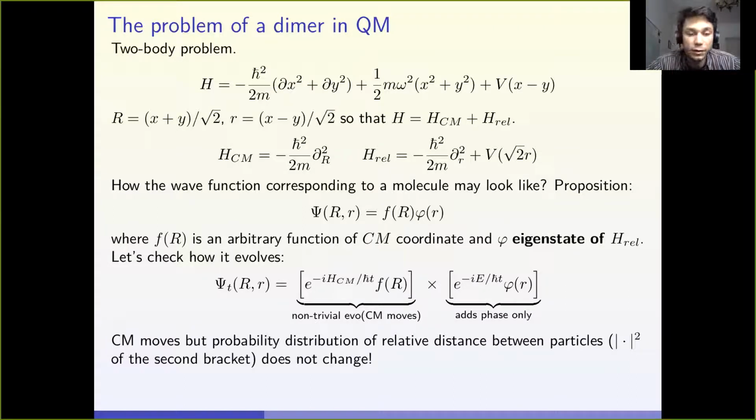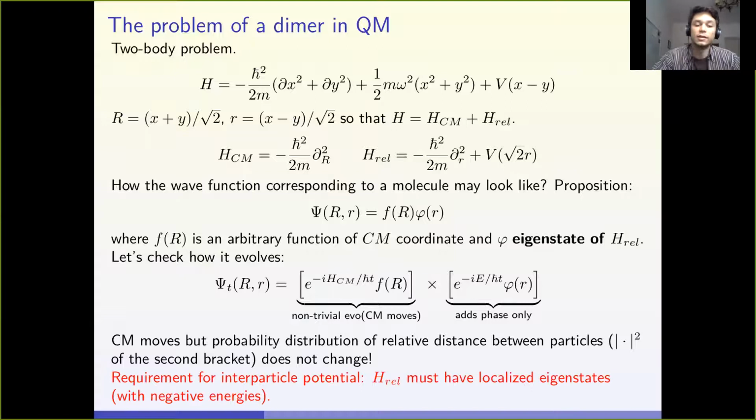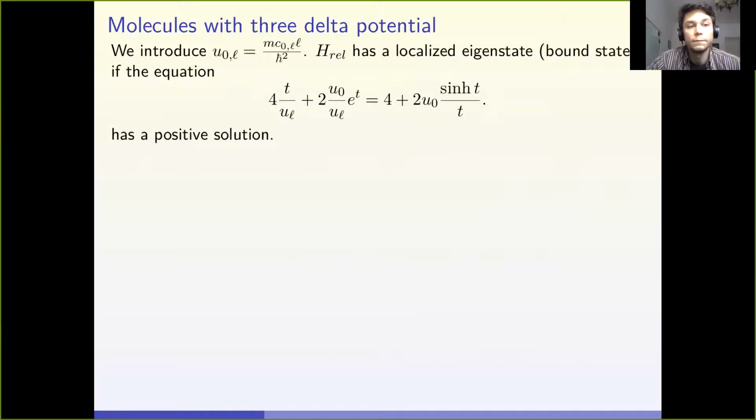And in order to have the possibility for such a wave function to exist, the relative Hamiltonian must have localized eigenstates. So we need bound states with negative energies. And this is not always the case, because if you have purely repulsive interactions, you do not have such localized eigenstates. You really need some attractive part of the interparticle interaction.